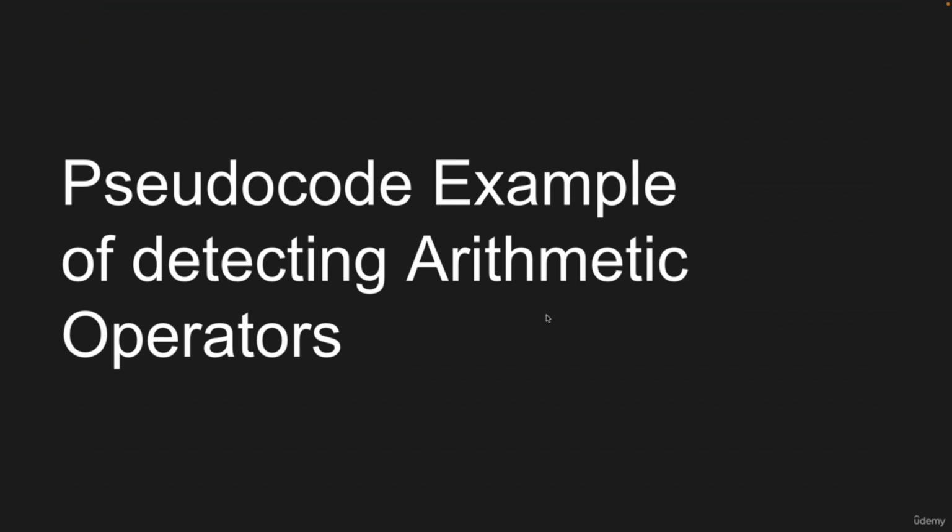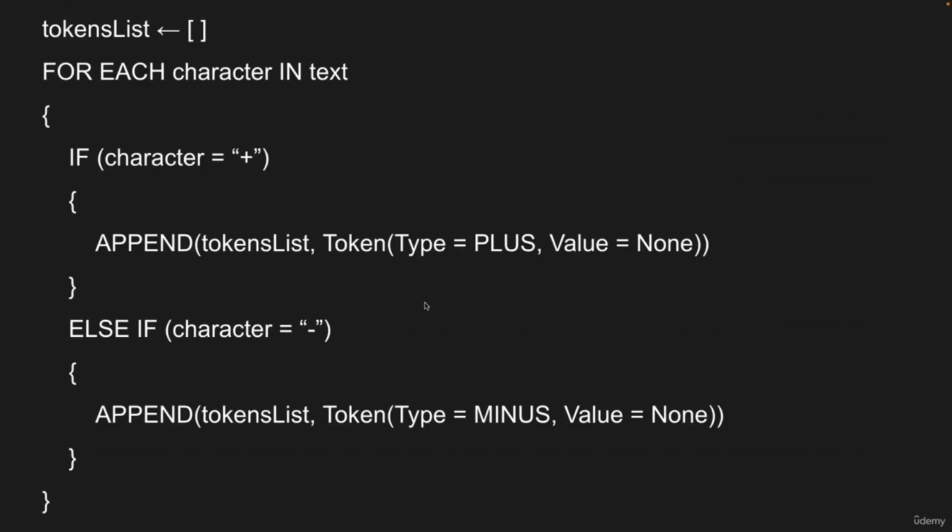Here's a pseudocode example of detecting arithmetic operators. You can use this for your lexical analyzer. If you don't know what pseudocode is, basically it is resembling a simplified programming language. It is to show others how the program is designed, but it is not a specific programming language.